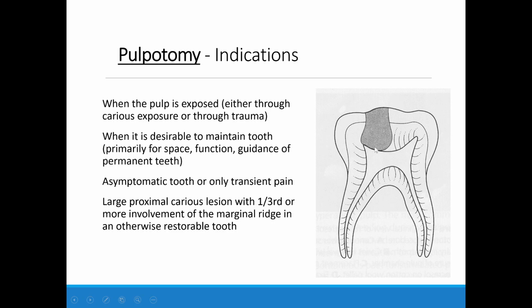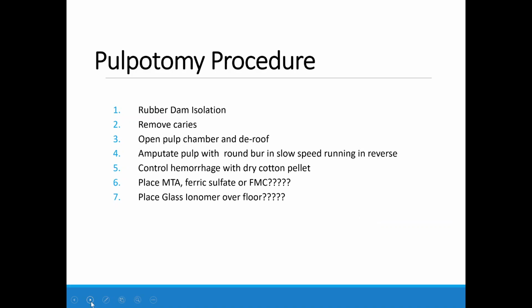Because we know that if we have more than 1/3 involvement of the proximal lesion, we understand that the horn of the pulp is exposed. It is involved in the inflammation process. So what is the procedure?